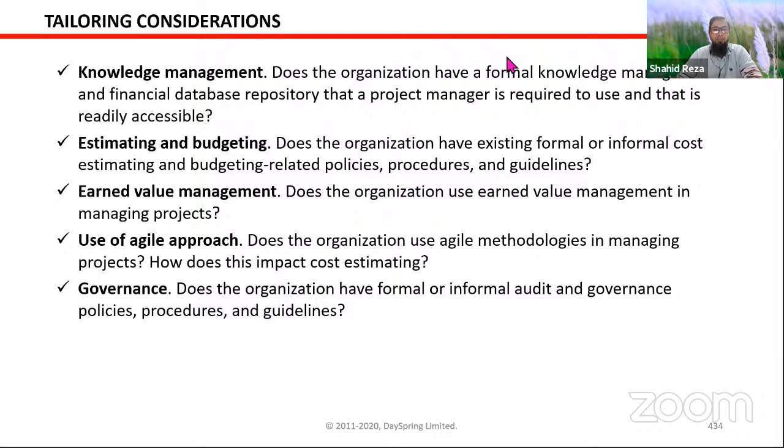Use of agile approach. In agile, how do we calculate project budget? Generally, what we have seen in agile, scope is not fixed. So scope is always changing, but they try to put a bar on time and cost. Within that time and cost, you have to accept any change that can be manageable within that time and budget. And project management governance, you have to follow that governance.